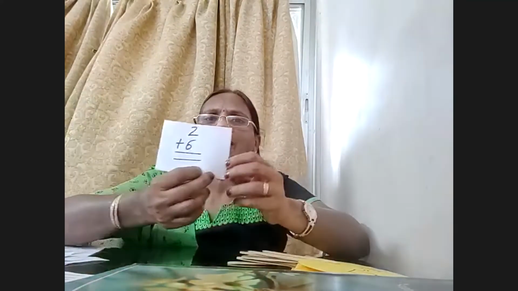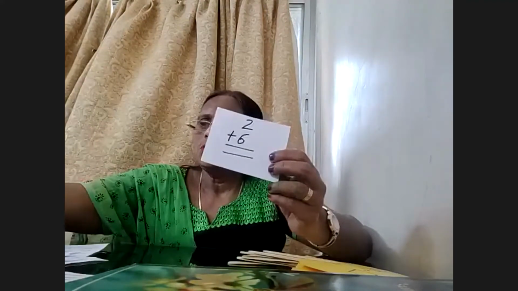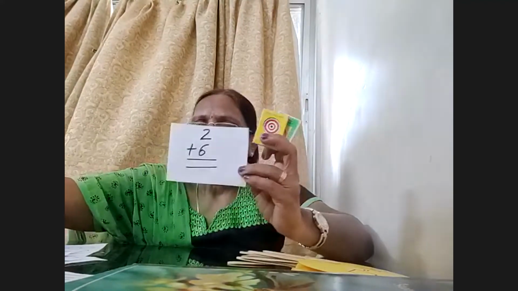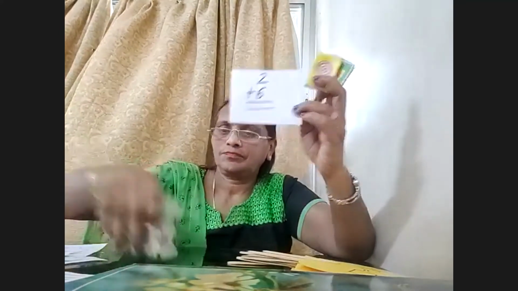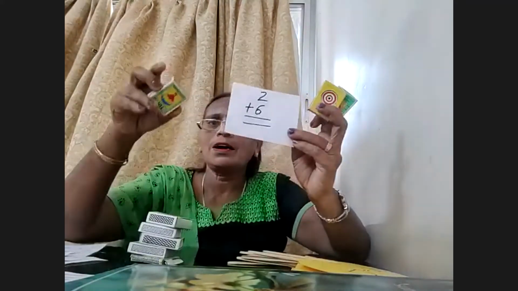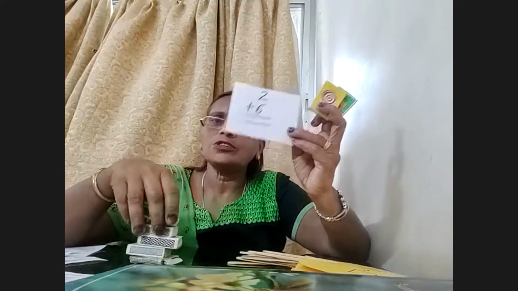Now another example. 2 plus 6. 2 plus 6 is equal to 8. I have 2 matchboxes and another is 6 matchboxes. 2 plus 6 is equal to 8. Very good.